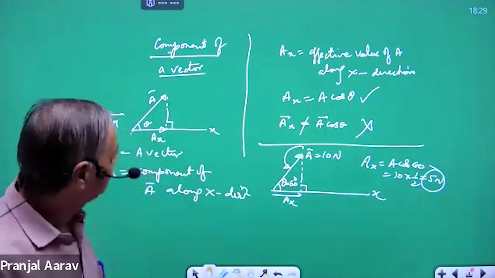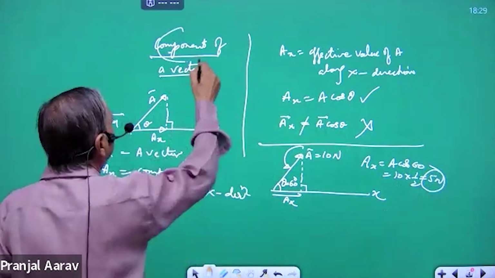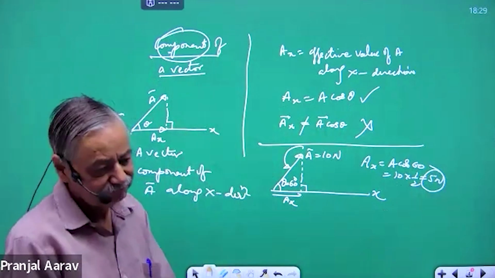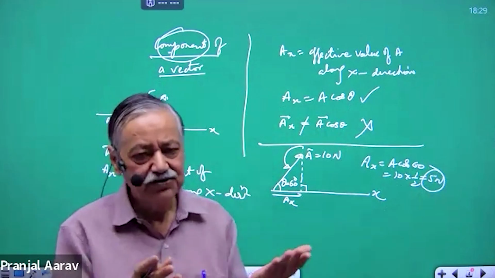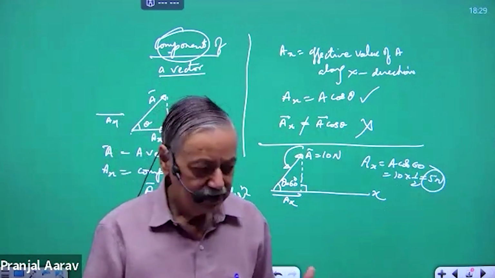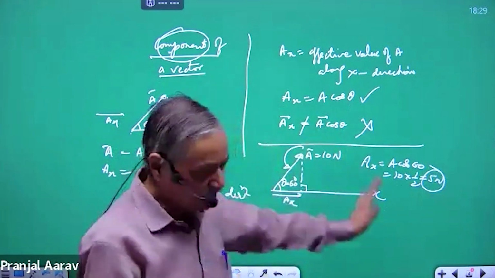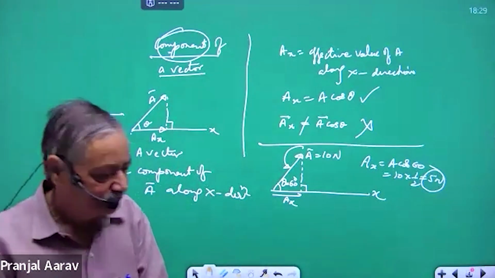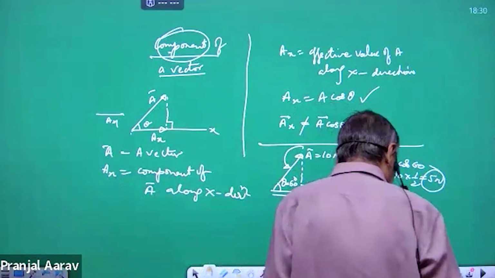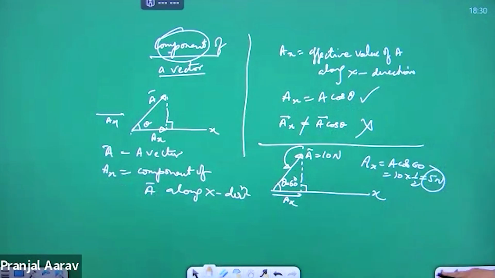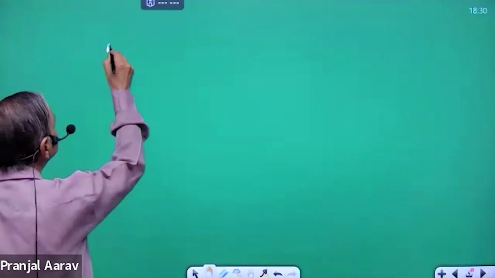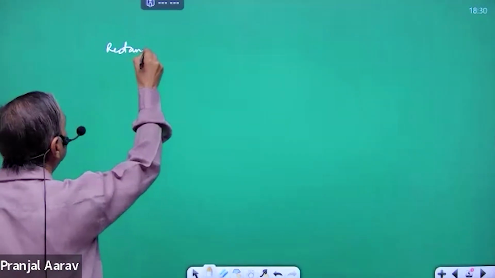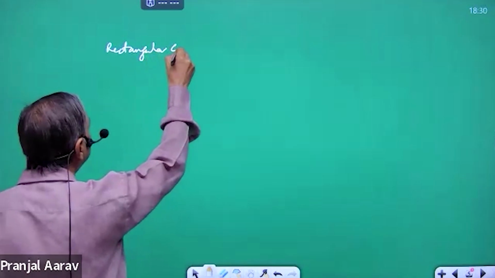So component is just another value. Effective value. You change the direction, then it will change. Is it clear? Only this part. Yes, sir. I suppose it is clear because I am trying to go very slow. Anyway. Then rectangular components.